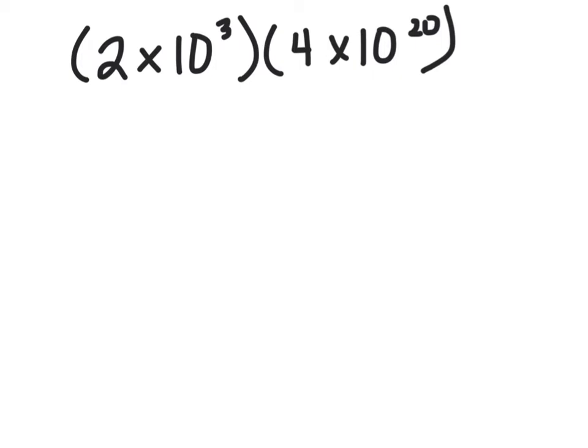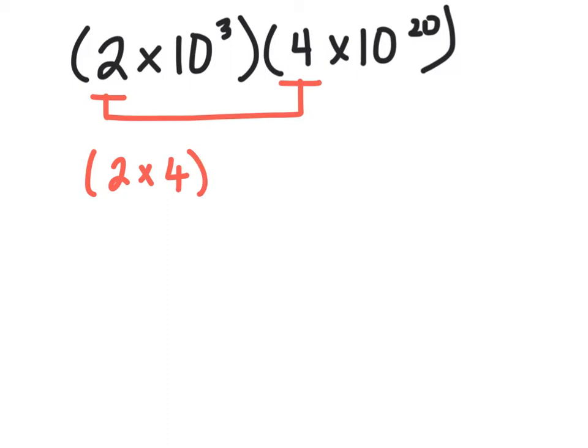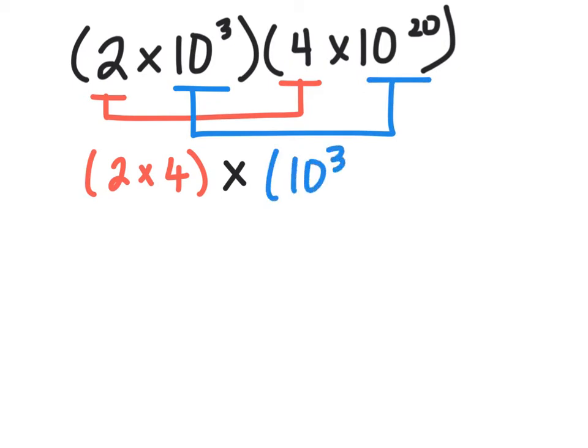We have 2 times 10 to the third power times 4 times 10 to the 20th power. Please remember, when we are multiplying, we can rearrange the numbers that we're multiplying and get the same outcome. So let's group our leading coefficients or constants. 2 times 4, and multiply that by our powers, which we have 10 to the third times 10 to the 20th. Now we'll go ahead and simplify.